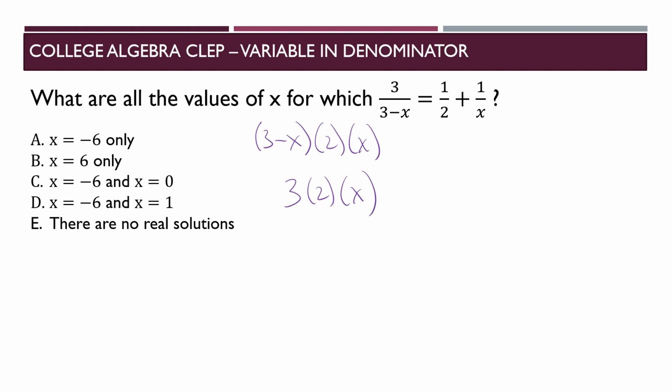Multiply this common denominator by 1/2. The 2 will cancel out, leaving you with 3 minus x times x. Again, if I multiply this common denominator by 1 over x, the x will cancel out, leaving you with 2 times 3 minus x.